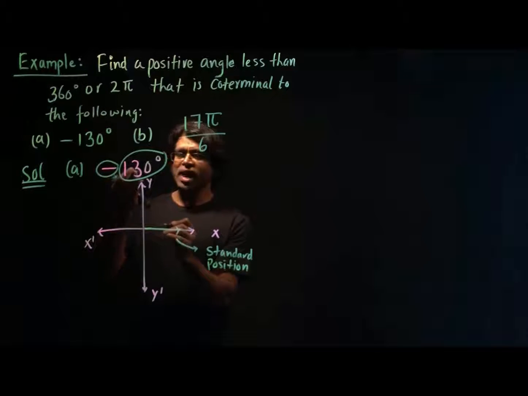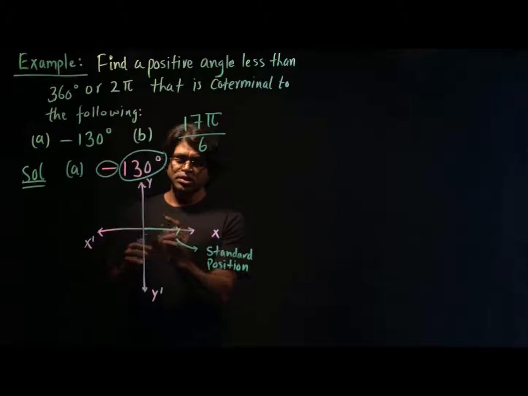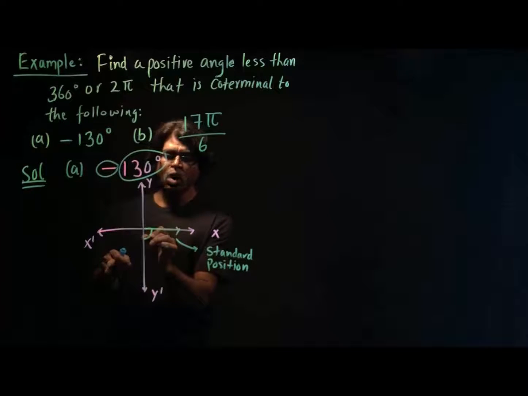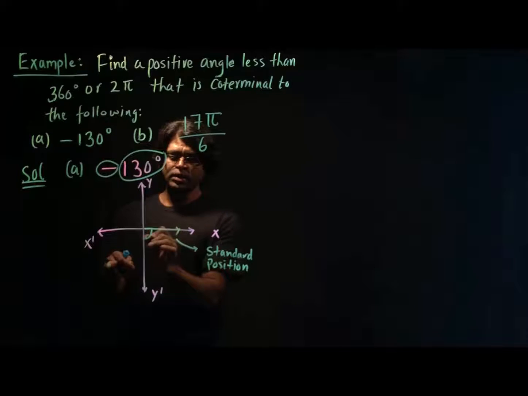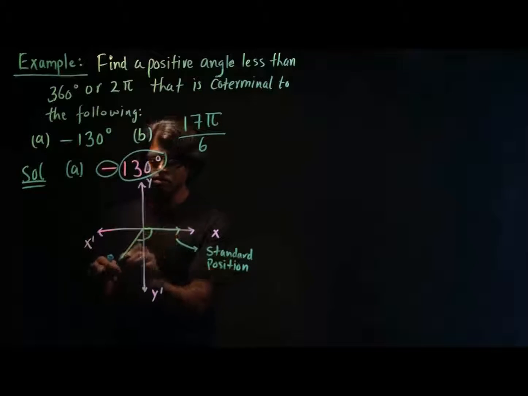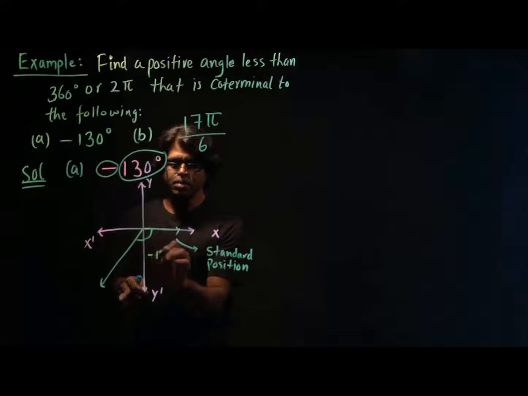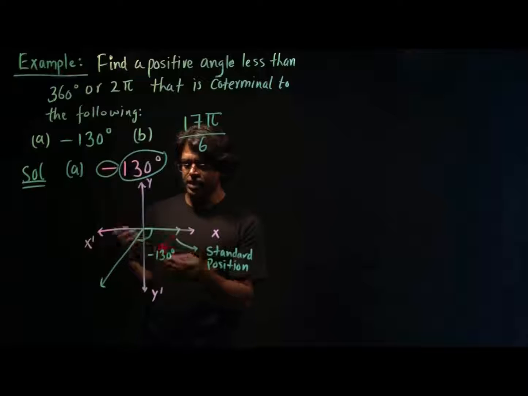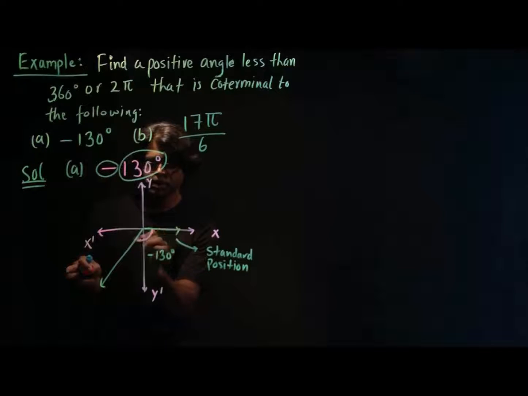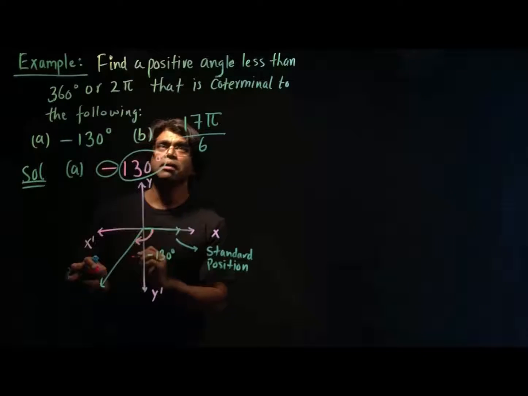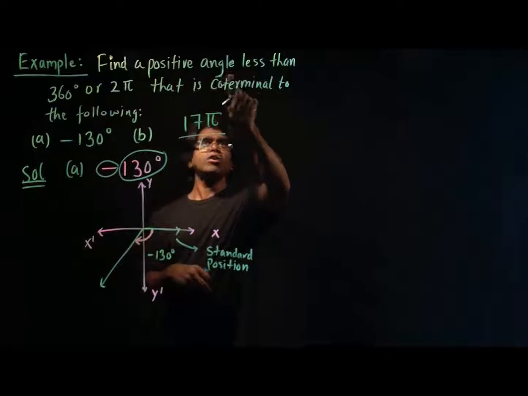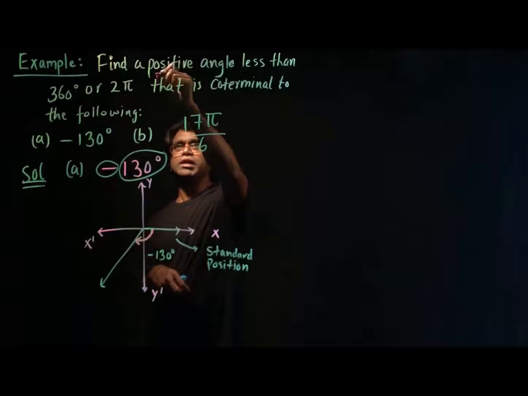So let's graph this angle in the clockwise direction. If I go one quarter, that is 90 degrees, and I need to go 130 degrees, so 90 plus 40 is 130. So this would be my angle, negative 130 degrees. My negative 130 degrees is this angle right here. But look at the question. We are not looking for the negative angle. We are looking for what?